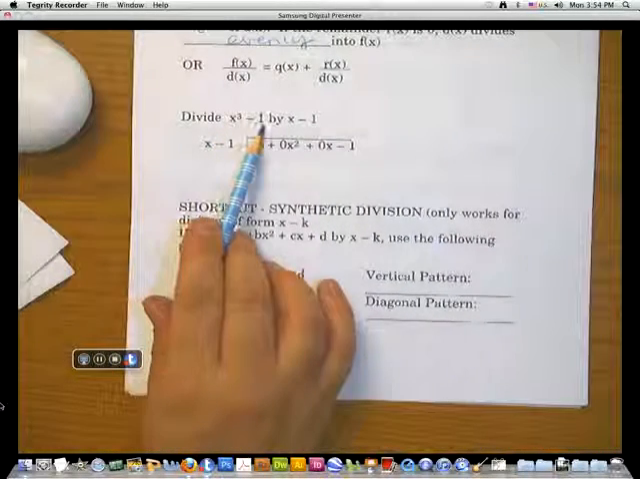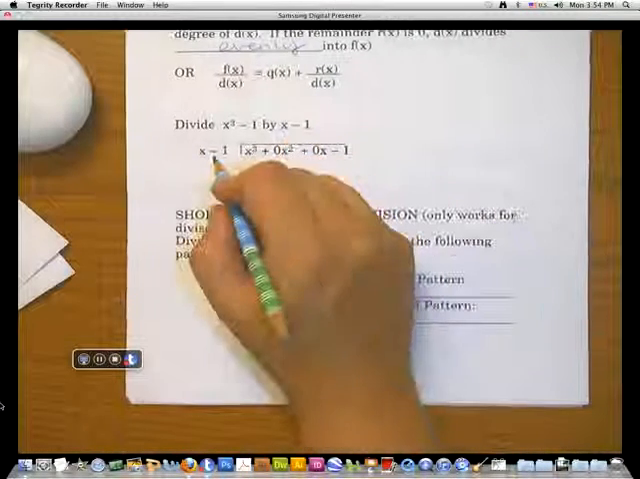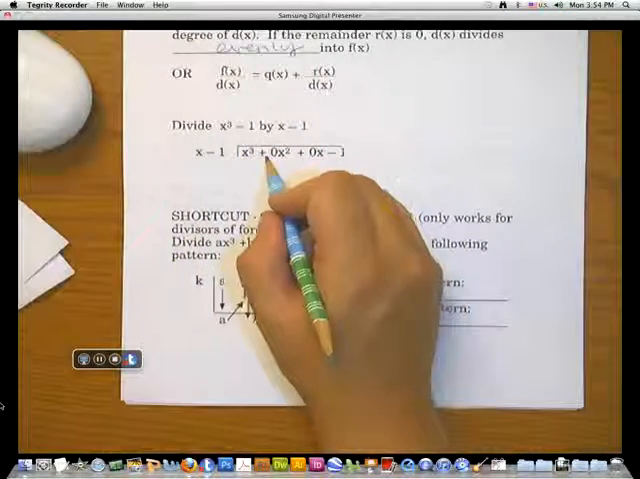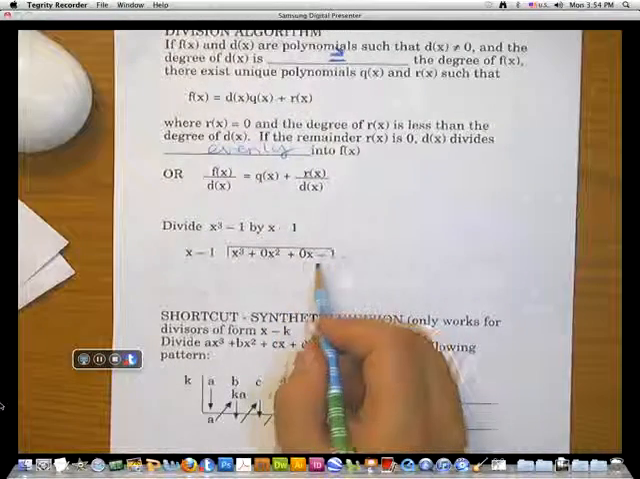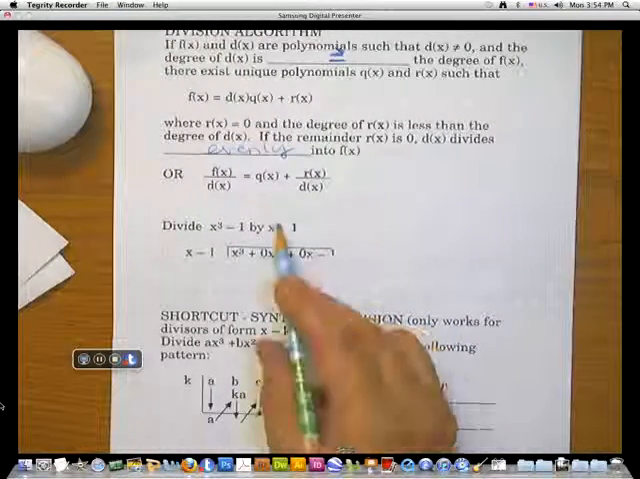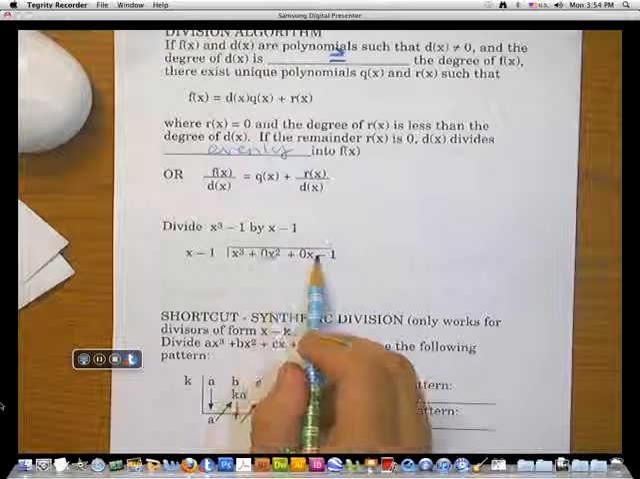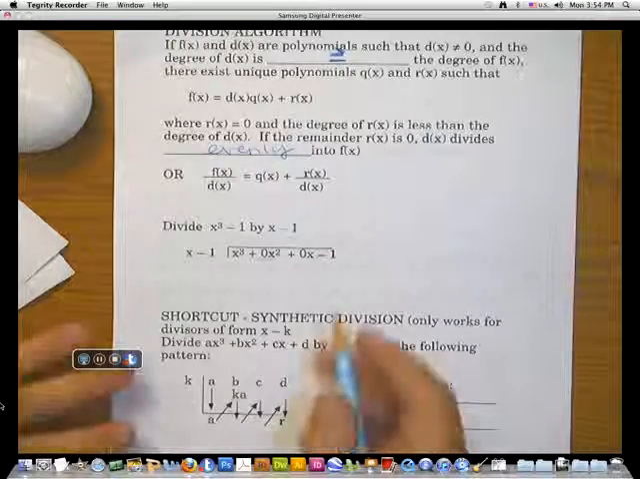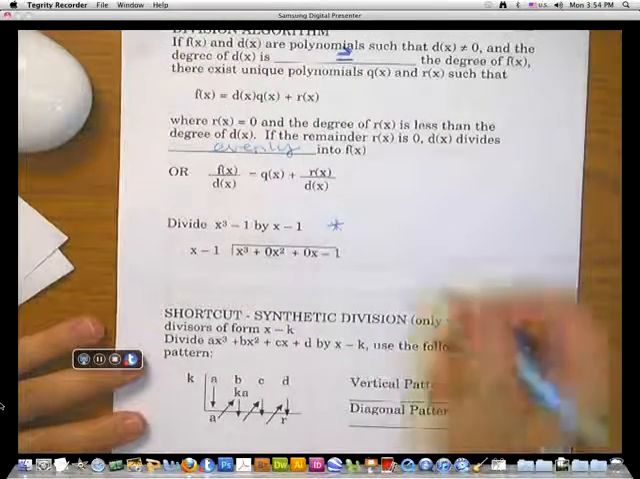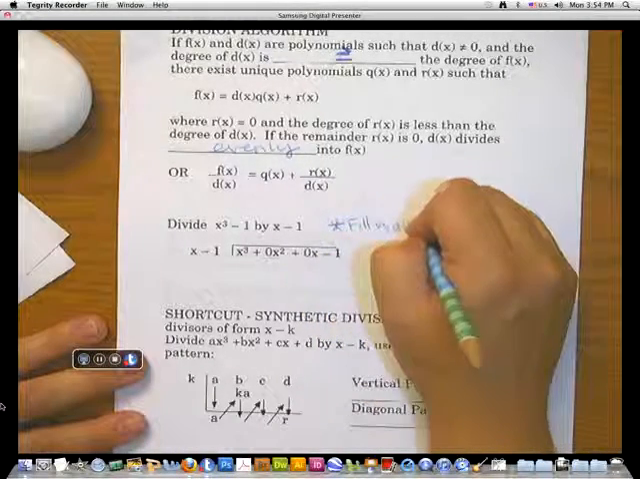x cubed minus 1 divided by x minus 1. So there's our divisor, x minus 1. Well, I didn't have a square term, so I had to put it in. I didn't have a single term, so I had to put it in. And then the minus 1. This is what it means by fill in the positions. Everything needs to be there. Make sure you fill in all positions.